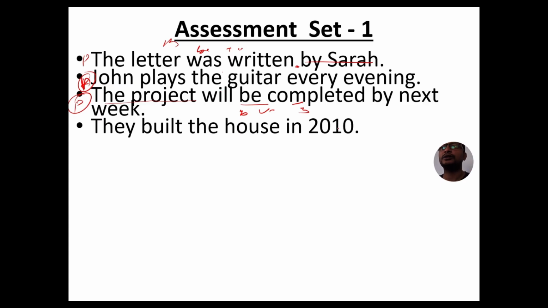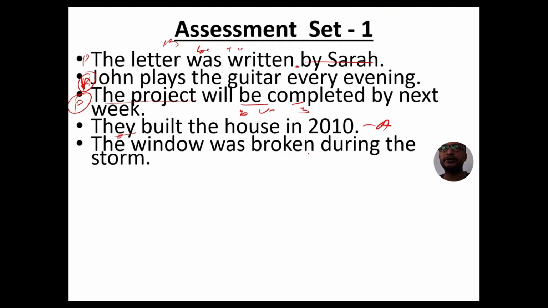They built the house in 2010. They built, right? So this is something done to the house. Here the focus is on the doer, and there is no be form plus B3. That's why it is active form. The window was broken during the storm. See, the window was broken. As I told you, the storm is also a non-living thing, but here the storm is doing the action. Generally, what I said before, if the sentence is starting with a non-living thing, it will be passive. Generally, but not 100%.